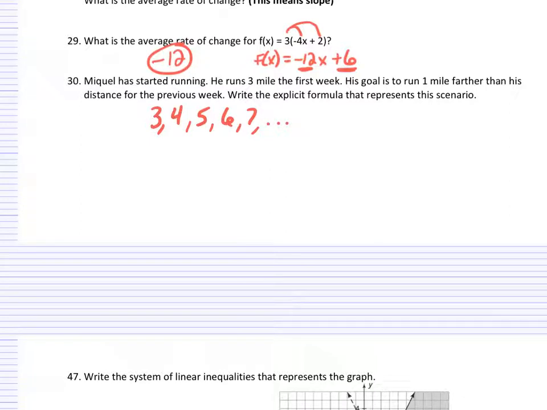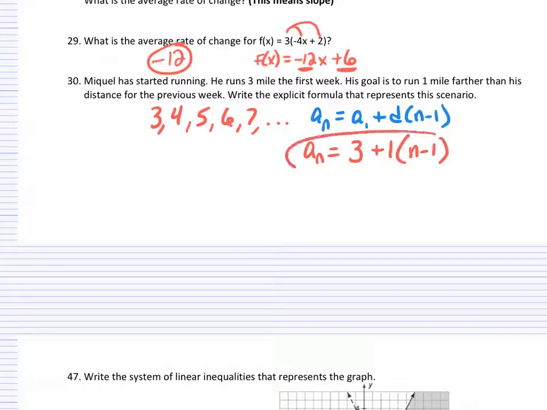Now, this sequence looks arithmetic to me because they're adding 1 every time. And since it's arithmetic, I'm going to use the arithmetic formula, which I'm writing in blue. Once I have that arithmetic formula, I simply plug in my numbers. A sub 1 is 3. He's adding 1 mile every week, and then I bring down my n minus 1. So this is my formula for the arithmetic sequence given.